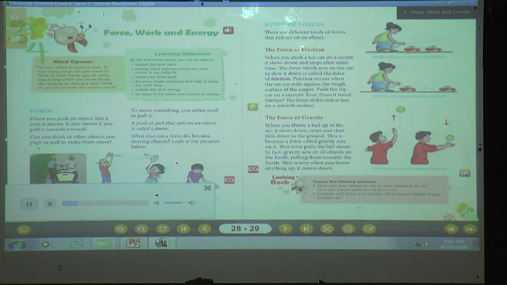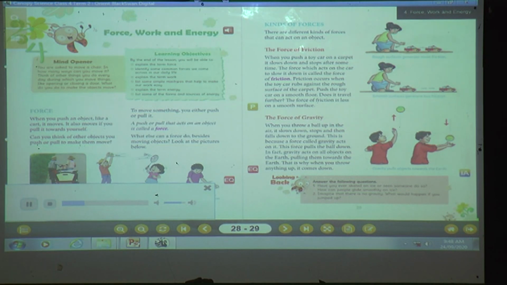Kinds of forces. There are different kinds of forces that can act on an object. The force of friction. When you push a toy car on a carpet, it slows down and stops after some time. The force which acts on the car to slow it down is called the force of friction. Friction occurs when the toy car rubs against the rough surface of the carpet. Push the toy car on a smooth floor. Does it travel further? The force of friction is less on a smooth surface.